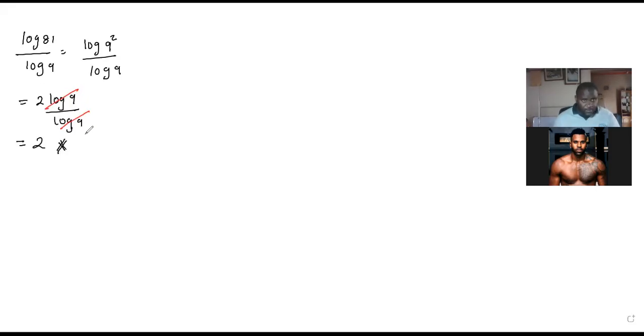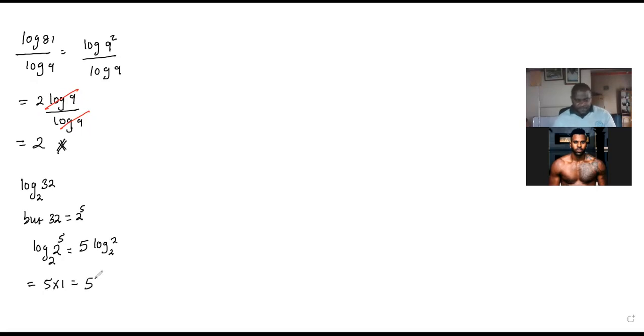Then the third question was saying log to base 2 of 32. Now we should ask ourselves, where does 32 come from? 32 comes from 2 power 5, which is log to base 2 of 2 power 5. You realize that this becomes 5 log to base 2 of 2. But log base 2 of 2, Sumaya, what's the answer of log base 2 of 2? 1. So 5 times 1, the answer becomes what? 5.